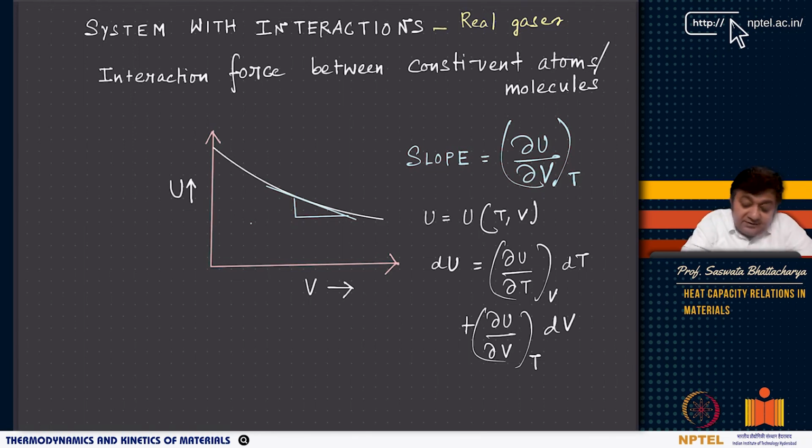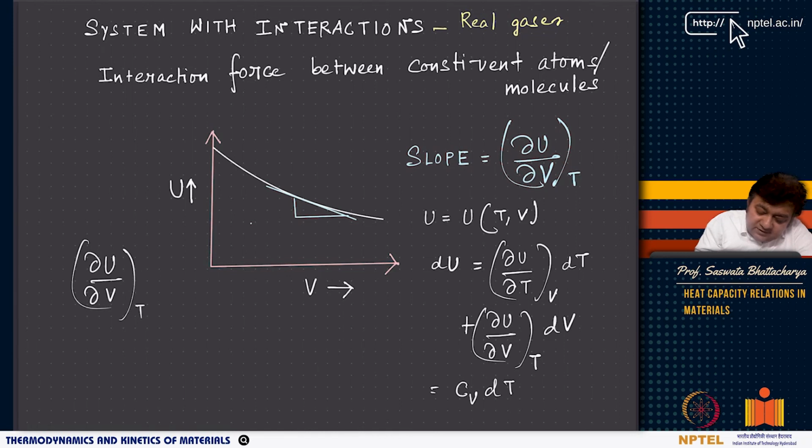And this first part is your Cv. So you can write this as Cv dT, and del U del V at constant T, let me call it pi T, plus pi T.